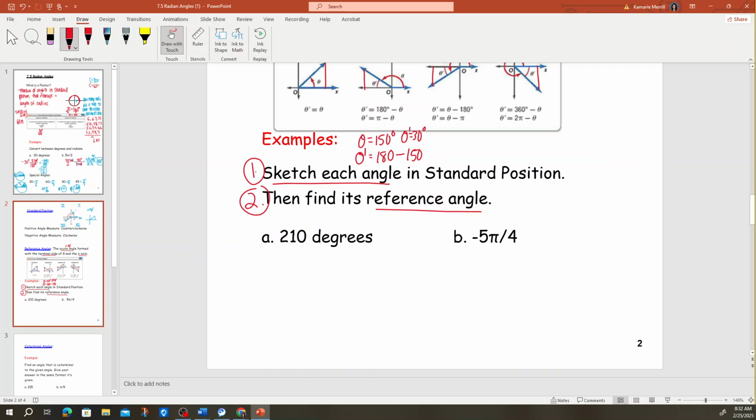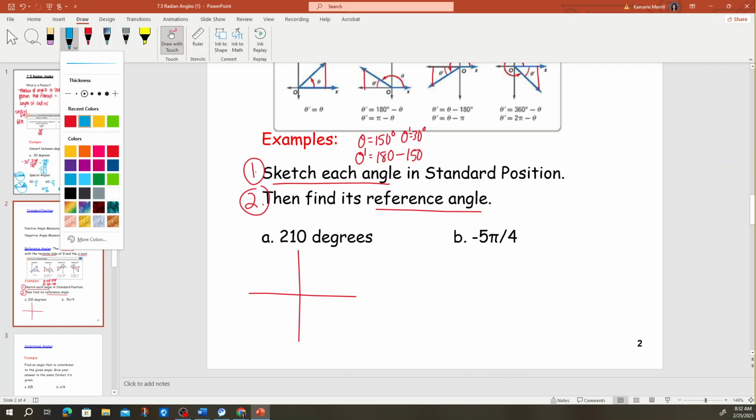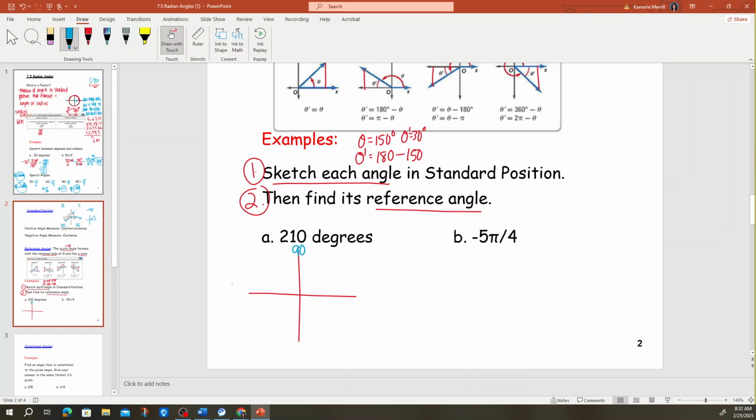So where does 210 fall? Which quadrant? It is in quadrant 3 because we go 90, 180, 270, and then 360 and 0 is this one. So it falls here somewhere. I know 210 is more than 180, so to get my theta prime, I take 210 and subtract 180 to get that leftover. What do you guys get?